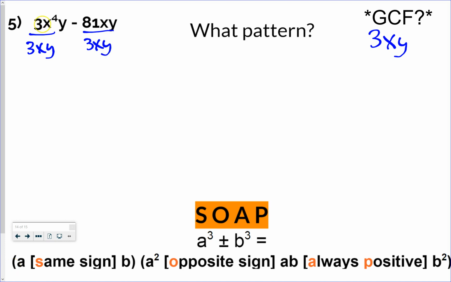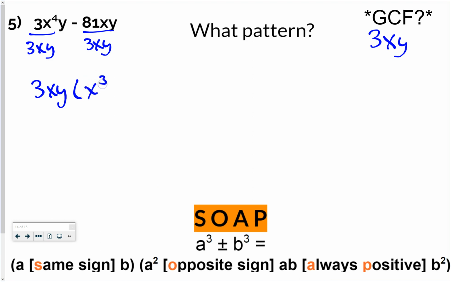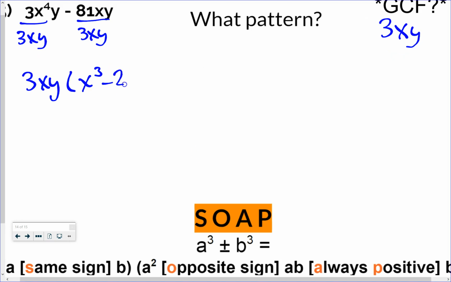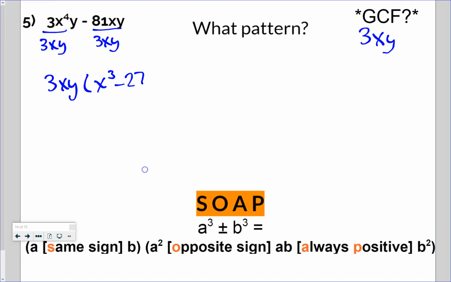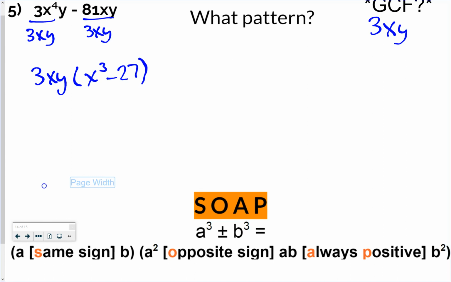All right, so what is 3 divided by 3? 1. Okay, that one's gone. What's x to the fourth divided by x? X cubed, good. And what's y divided by y? Just 1, right? So there was nothing left there. Okay, keep my sign. Next piece, what is 81 divided by 3? 27. Okay. What is x divided by x? 1. And what's y divided by y? 1. So we have 3xy times x cubed minus 27.